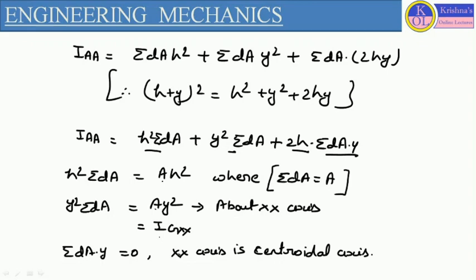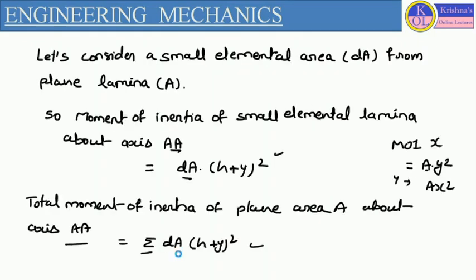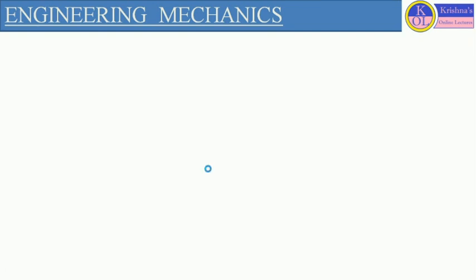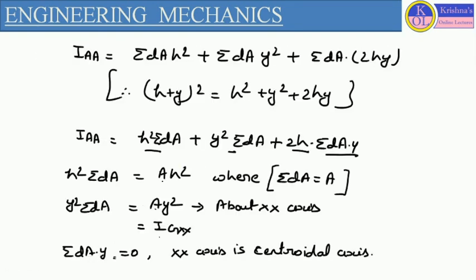When we are considering the x-axis for moment of area, at this particular point the y value is 0. So this complete term, summation of dA y, will be equal to 0, because the x-axis is passing through G and it is the centroidal axis. Accordingly, we can write this term as 0.